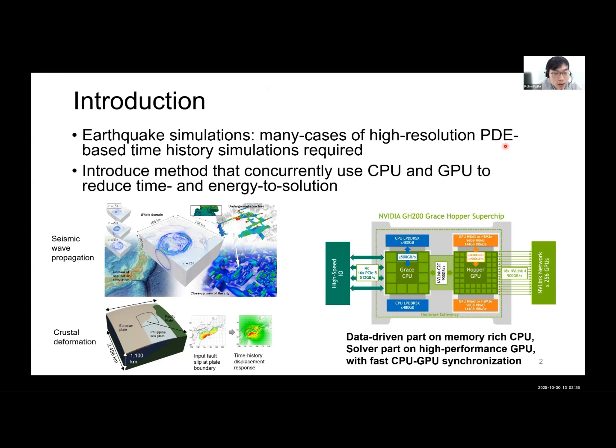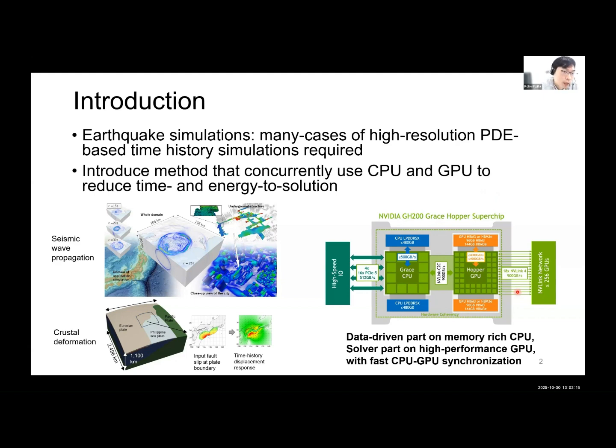And in this talk, I will introduce a method that concurrently uses CPU and GPU to reduce the time and energy to solution. As you know, FugakuNEXT will be GPU accelerator based, but will also have a CPU, so it can be used for both the CPU and GPU. So in this talk, we will target the current generation NVIDIA GH200 system, where we have a Grace CPU and a Hopper GPU.